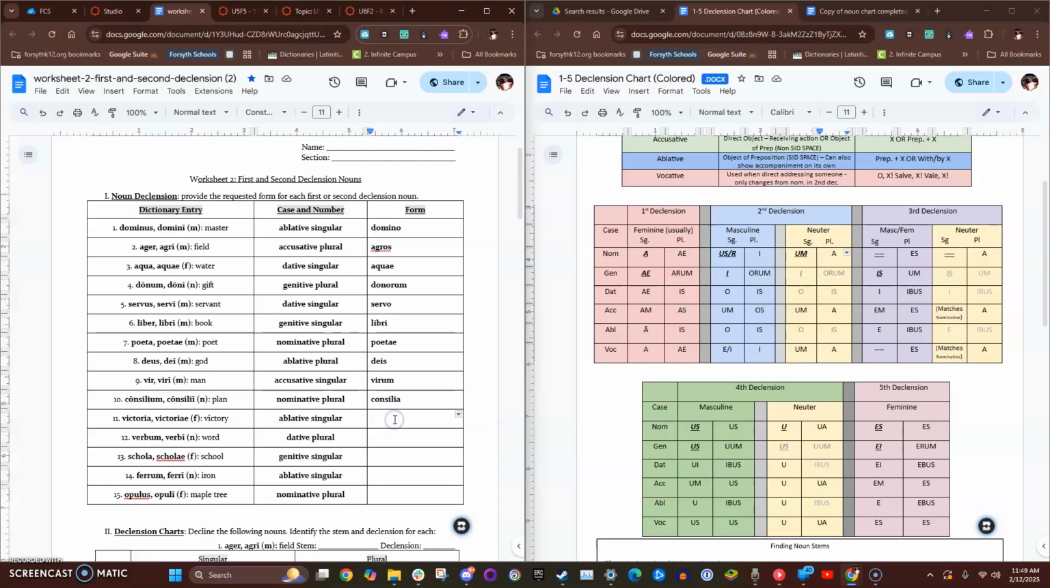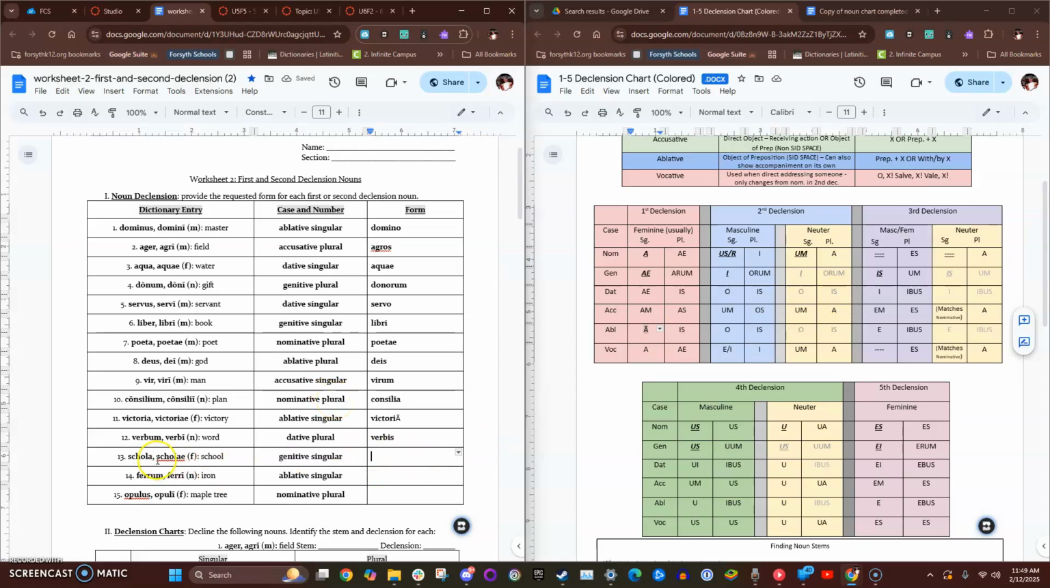Victoria, victoriae, that is first declension, second principal part ends with AE. I'm going to find my stem, victori, and I'm going to go find my first declension ending, ablative singular, and that is the long A, and this is really the only time I care about the long mark, so I'm going to just copy paste that in over here. Verbum, verbi. All right, second principal part ends with an I. That's second declension. My stem is verb. UM tells me it's neuter. And I'm going to go find the dative plural, which is IS, verbis.